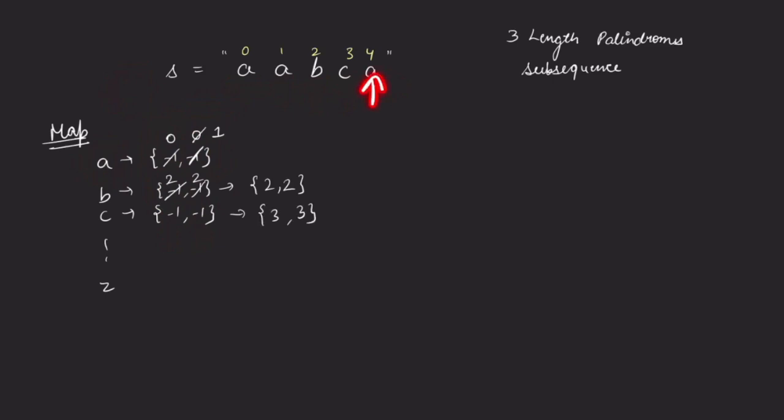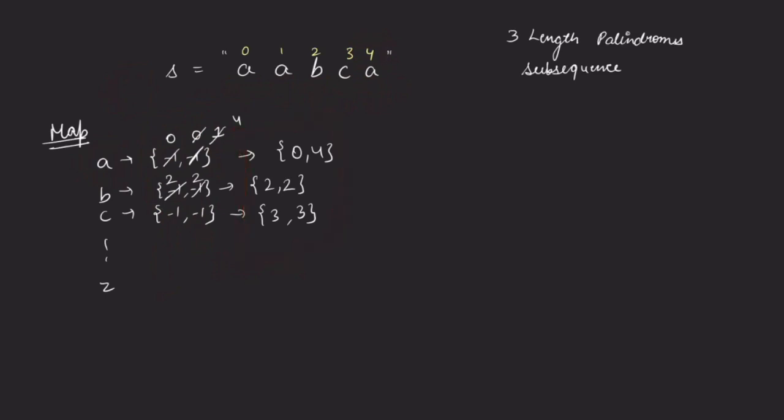And then we'll come here. This is already 0, so this won't get updated, only this will get updated. So this will become 4, and it will be 0, comma 4. The index of A over here is 4, right? And the rest of all the characters will be -1, -1. So this is what our map looks like.